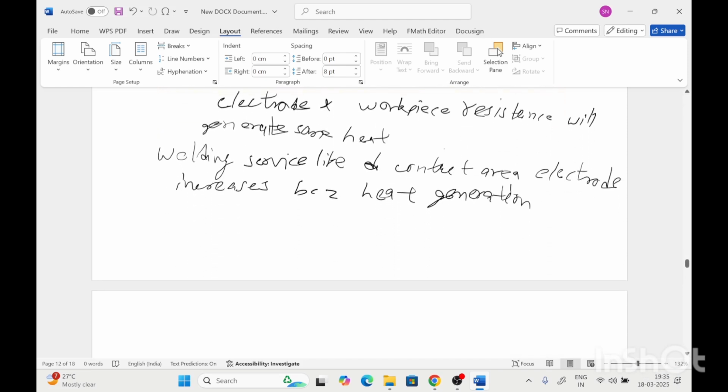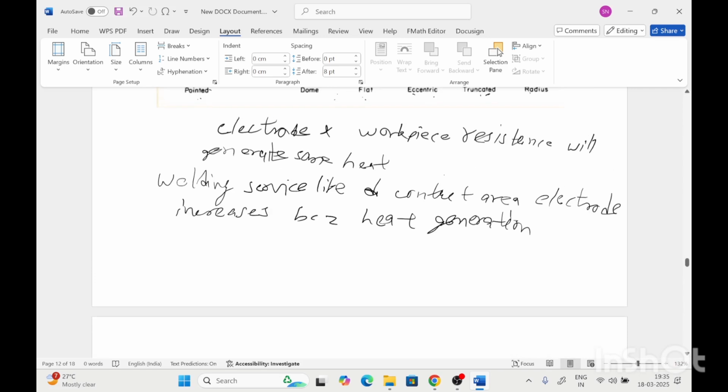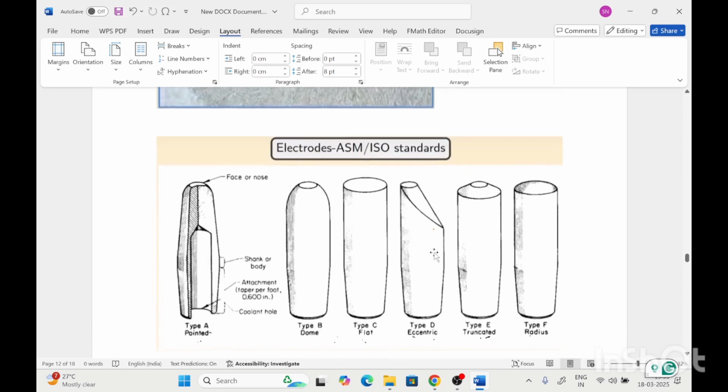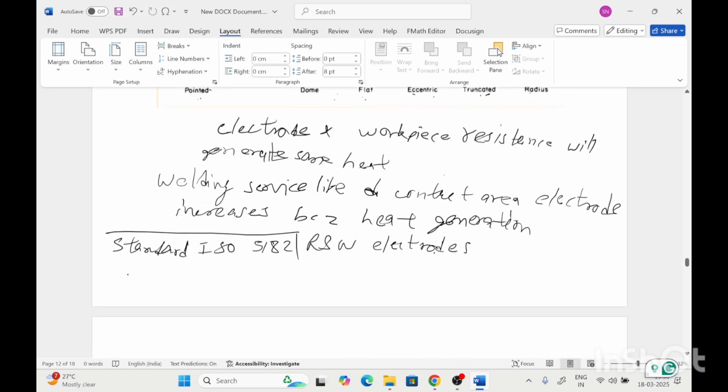And the standard of this electrode is ISO 5182. This is used for the resistance spot welding electrodes. And we know that these electrodes are made of copper, meaning copper and copper alloys are used.